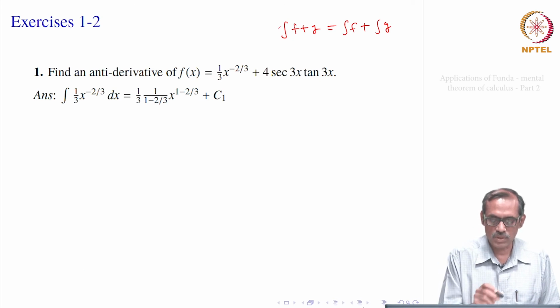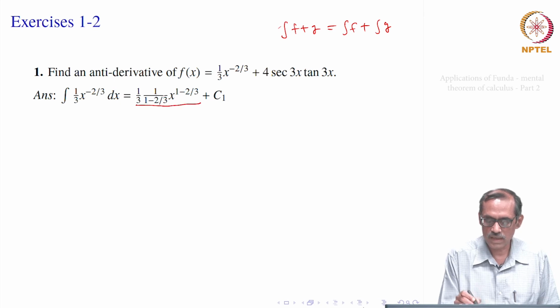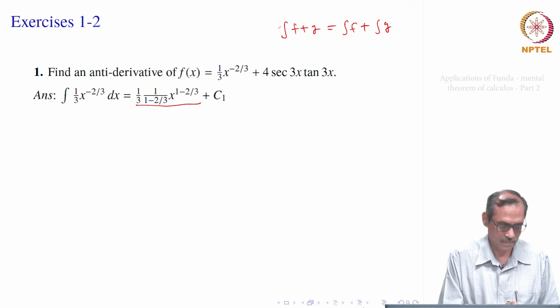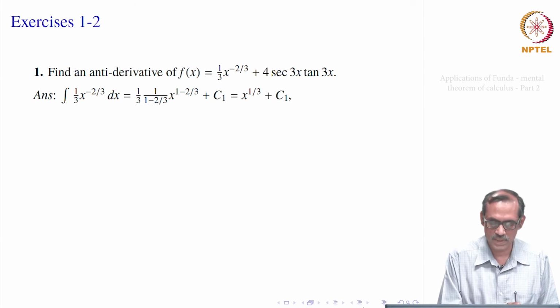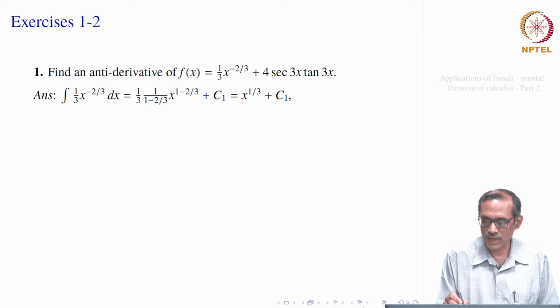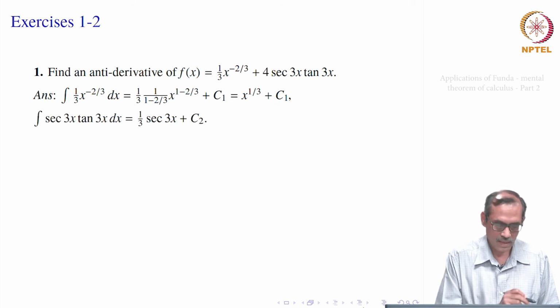Now, 1 by 3 x to the power minus 2 by 3 would give us 1 by 3 times 1 divided by 1 minus 2 by 3, x to the power 1 minus 2 by 3, plus c1 for some constant. That is the general antiderivative. So we can express that as x to the power 1 by 3 plus c1.